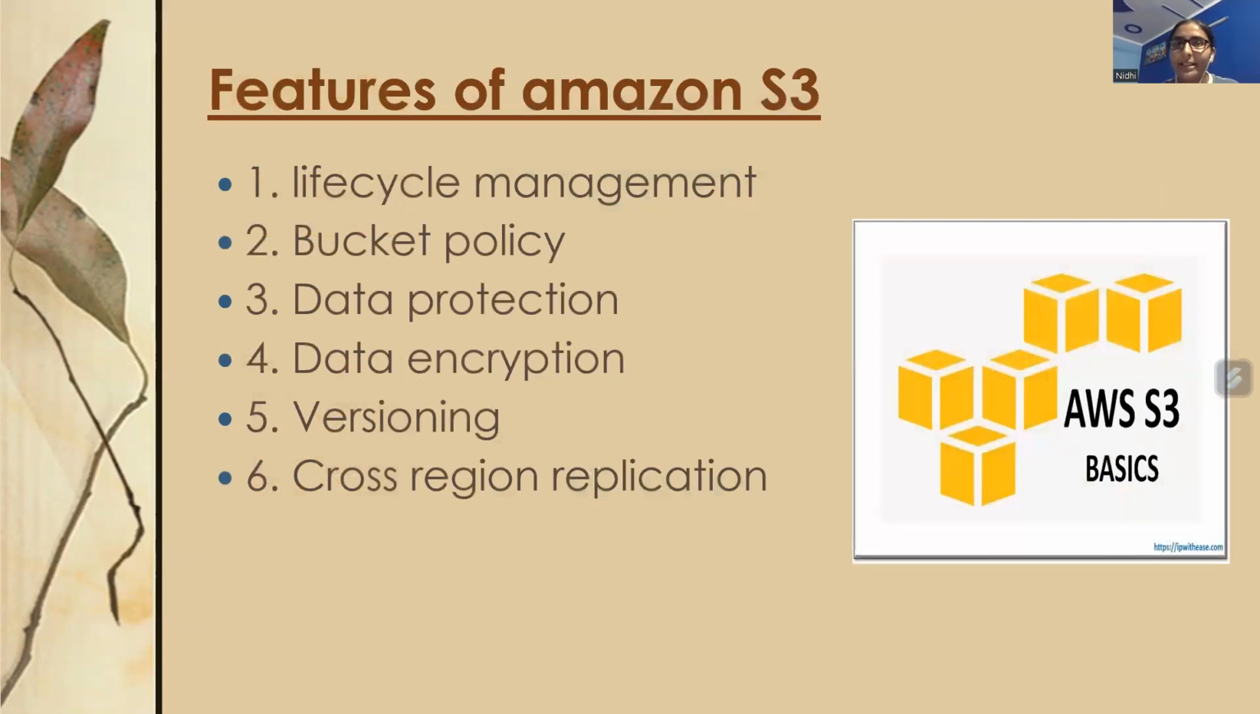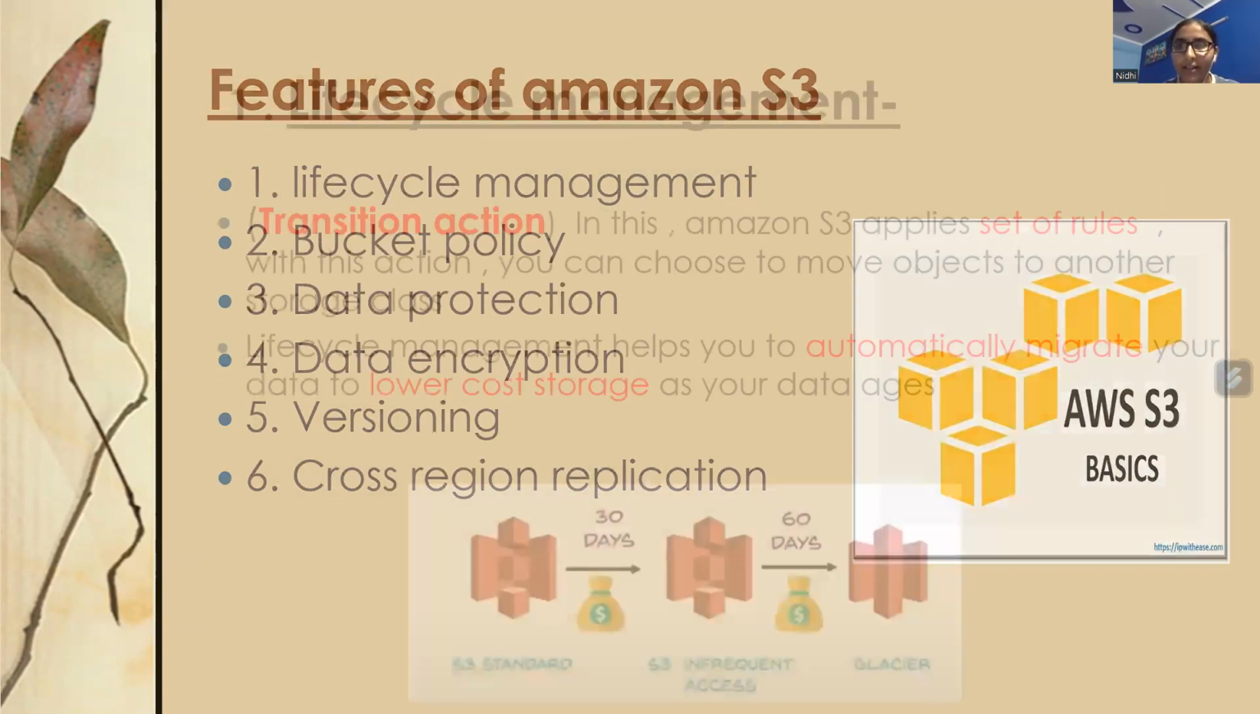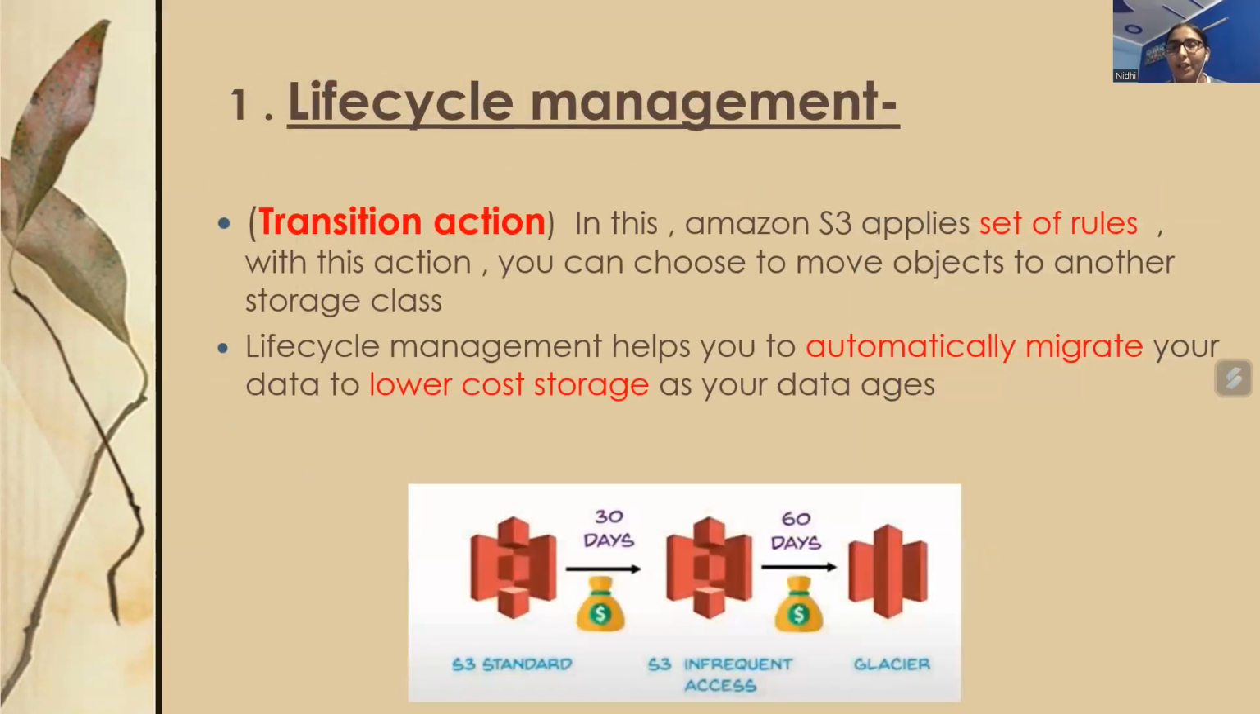So next is features of Amazon S3. These are some features. I will talk about every feature in the later slides. So let's start. First one is lifecycle management. It's of two types: transition action and expiry action. First, we will talk about transition action.